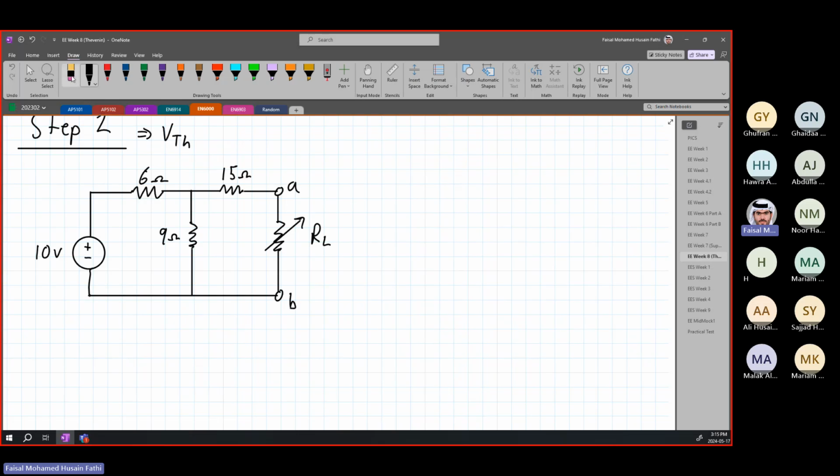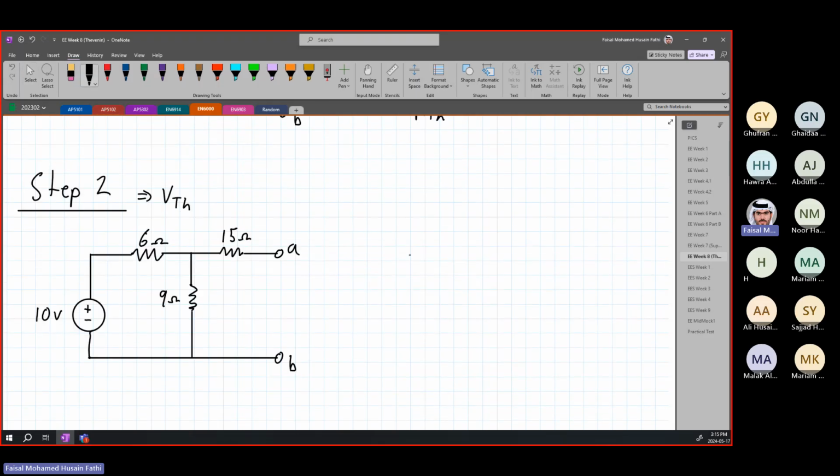To do that, again, our R load, we are removing it. We just have our two nodes A and B over here. And we can use any method to determine our V Thevenin. So what is V Thevenin? V Thevenin is basically the voltage that is going across A and B. So it is VAB, all right? This over here is V Thevenin, the voltage that is across A and B.